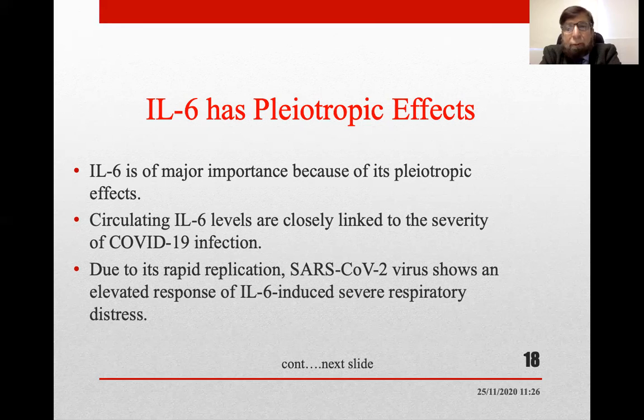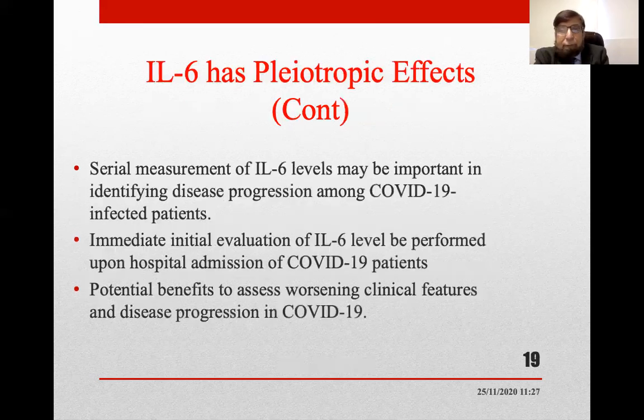Circulating IL-6 levels are closely linked to the severity of COVID infection. It has played a wonderful role in the present pandemic because it has been shown that IL-6 is not only in one organ system but multiple organs. Their effects are because of IL-6. We will discuss them in subsequent slides. Due to its rapid replication, SARS-CoV-2 virus shows an elevated response of IL-6 induced severe respiratory distress. One of them is respiratory distress.